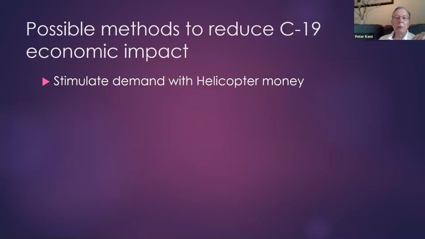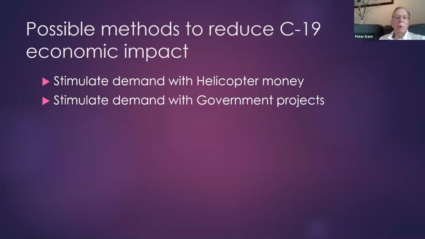Well, how can we reduce this impact economically? Well, we could stimulate the economy by doing helicopter money, and that's sort of what the $1,200 per person is about, to be released next week, checks mailed and direct deposited into your checking account. You could stimulate demand by starting government projects. They tend to be infrastructure projects: roads, water, sewer, new buildings.